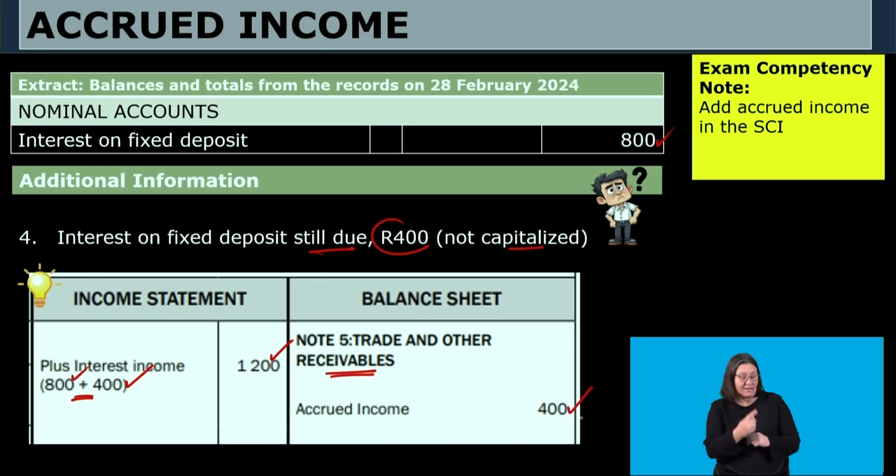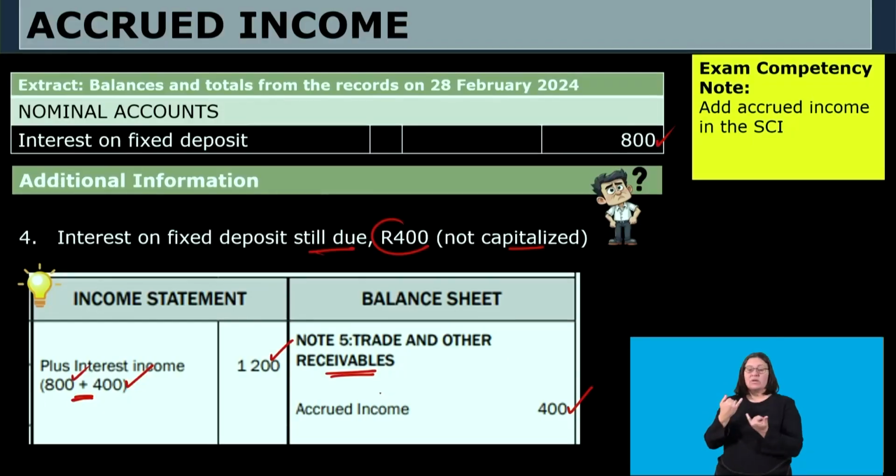Okay, I'm going to repeat again. When we have accrued income in the statement of comprehensive income, we add it. You can see 800 plus the 400, that gives you the 1,200. And in the statement of financial position, that is your balance sheet, you will now say accrued income under your trade and other receivables.